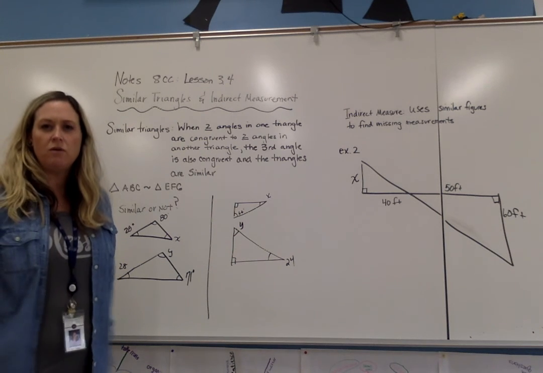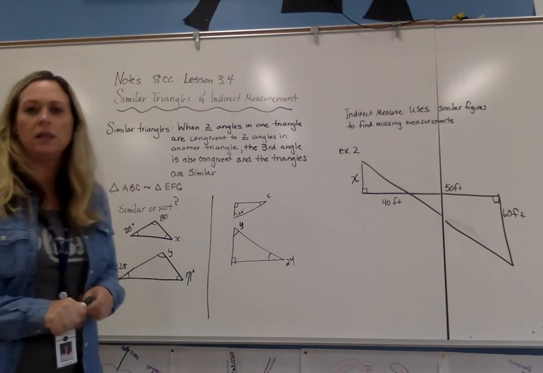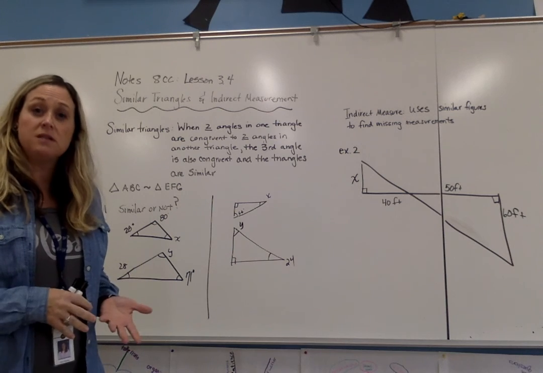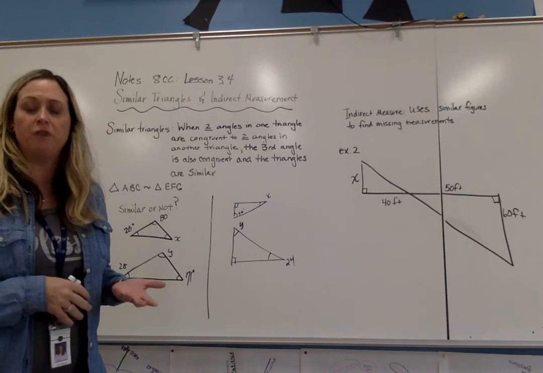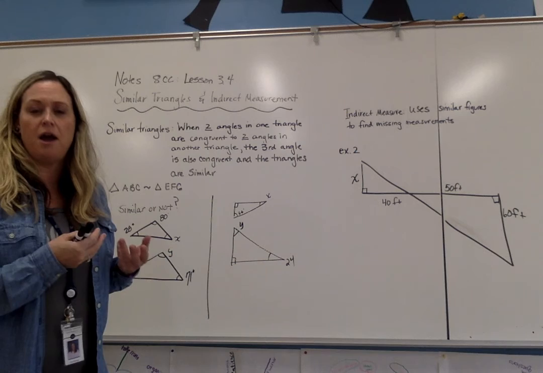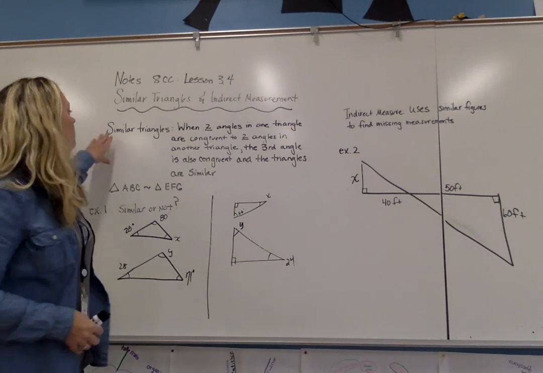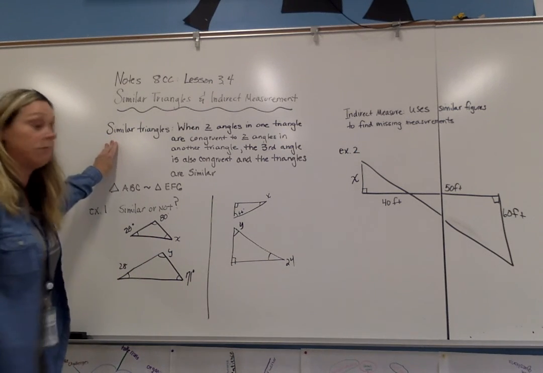Hi everybody, we're going to talk about notes from the 8th grade Common Core lesson 3.4. We're talking about similar triangles and using similar figures in order to go ahead and find indirect measures. You need to be familiar with the definition for similar triangles.